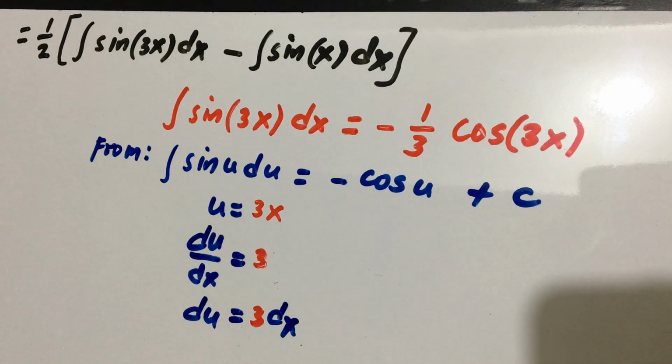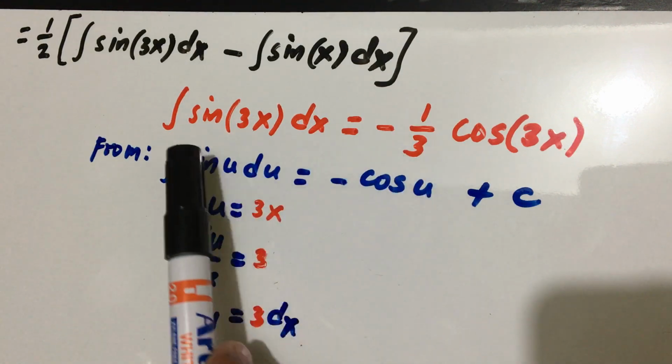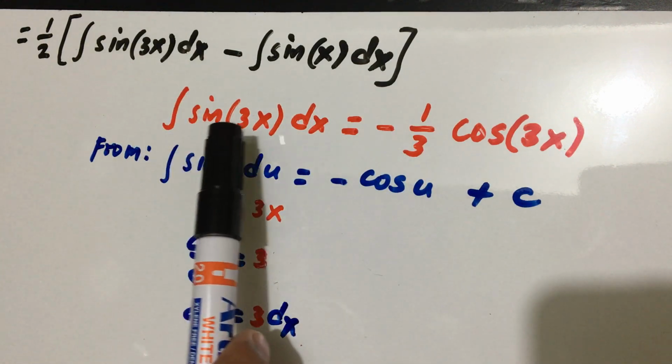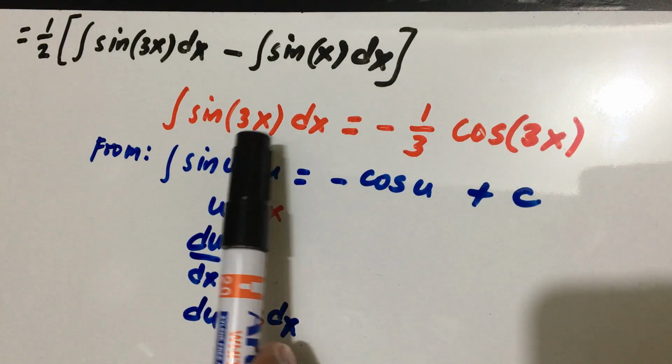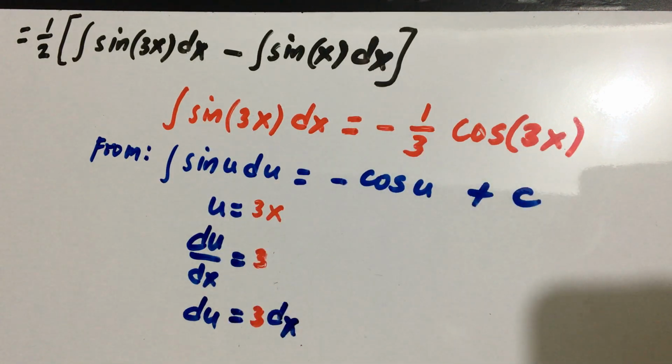Okay, so that's why after substituting, I'll continue this one here, class. I'll just show you why the integral of sine 3x dx is equal to minus 1/3 cosine 3x.